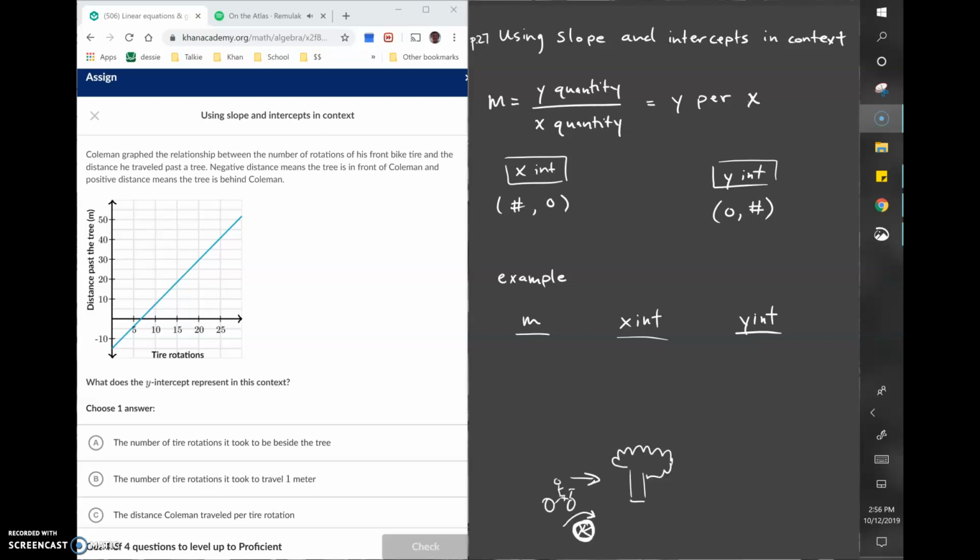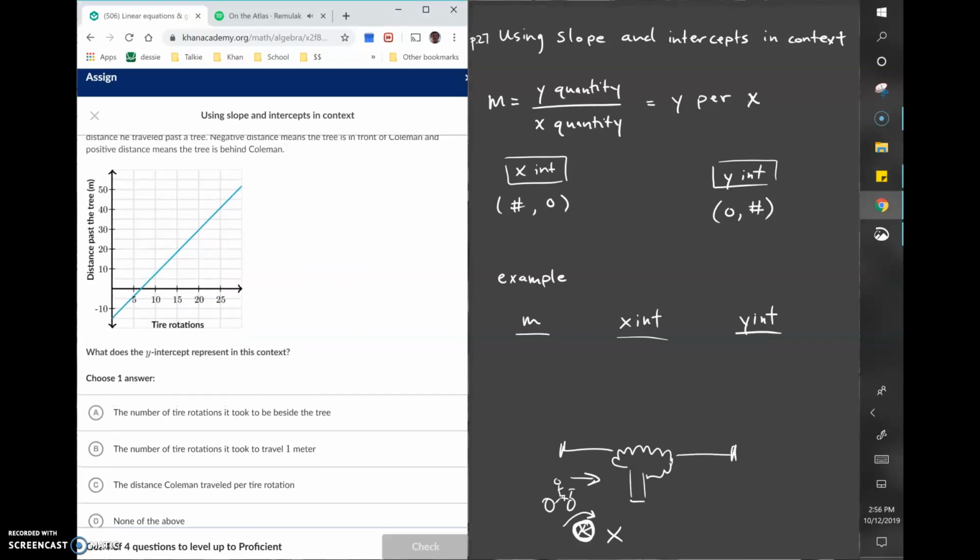Okay, hopefully you were able to deduce that this problem is about this dude riding a bike straight at this tree. He's starting before the tree because it tells us that it's starting negative. The y value represents how far he is from the tree, and the x value represents the rotations of his wheel. As he moves to the right, his wheels are rotating, and that's the x number of rotations.